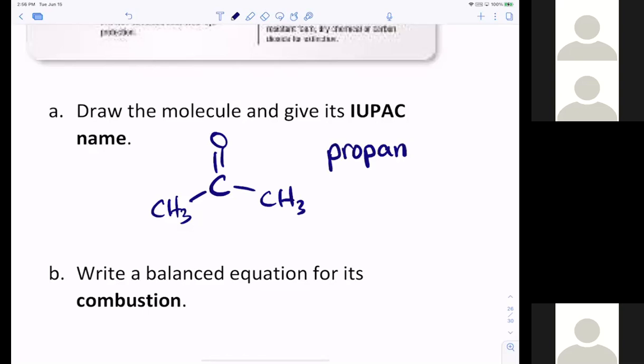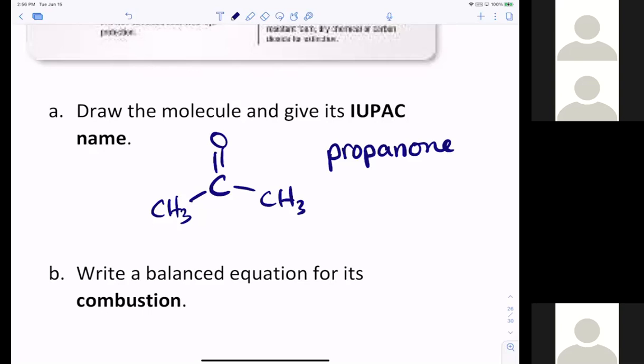Remember, propanone. This is a ketone now, not an aldehyde. So it'll be propanone. Do you have to say propane 2-one? No, because that's the only place for it to be. Yeah. Is there a methanone?